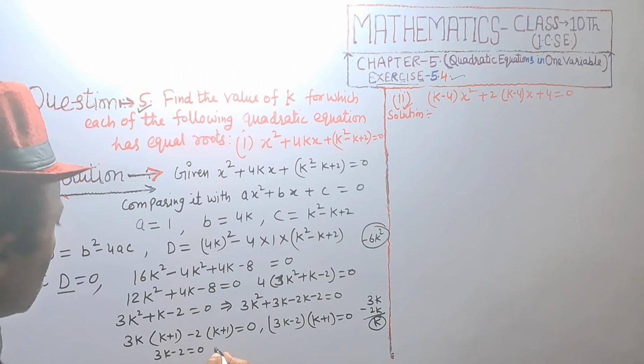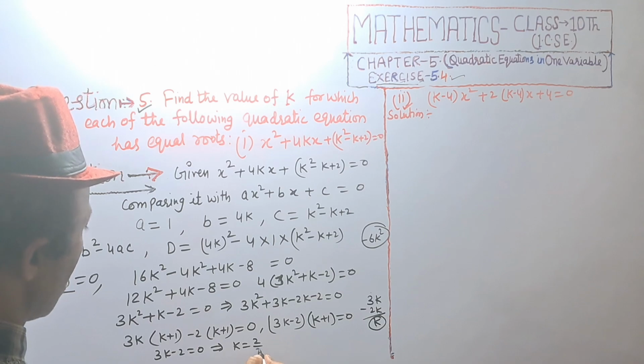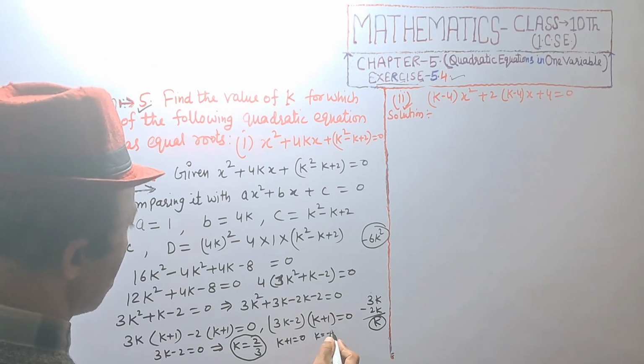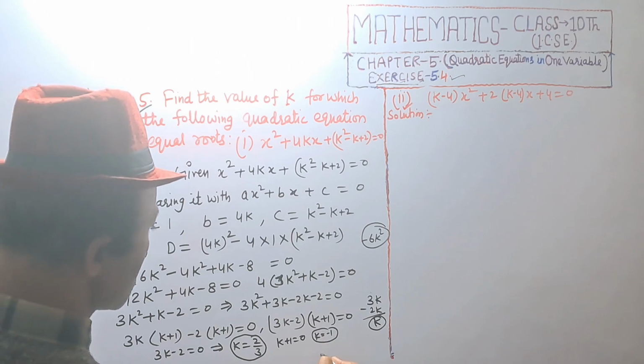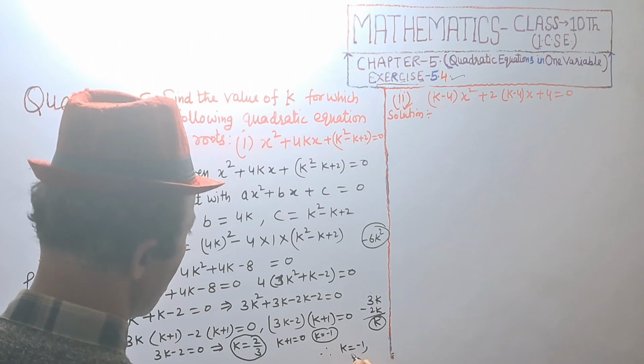3k minus 2 equal to 0, which implies k is equal to 2 upon 3, and k plus 1 is equal to 0, then k is equal to minus 1. So we get the value of k equal to minus 1 comma 2 upon 3. Answer.